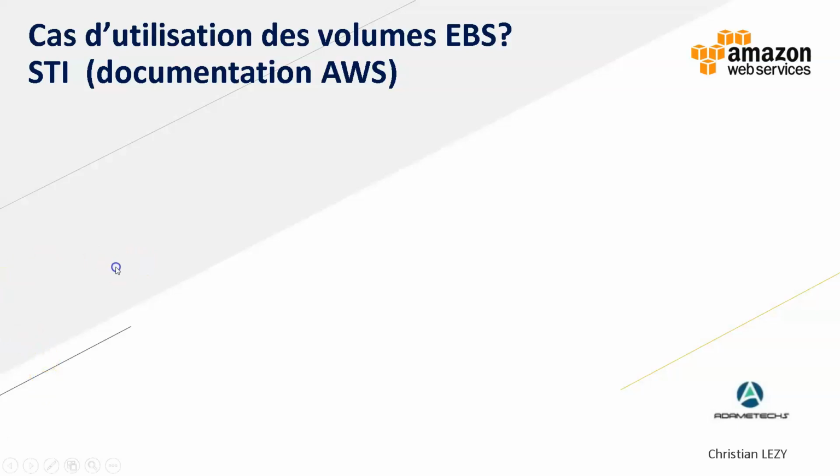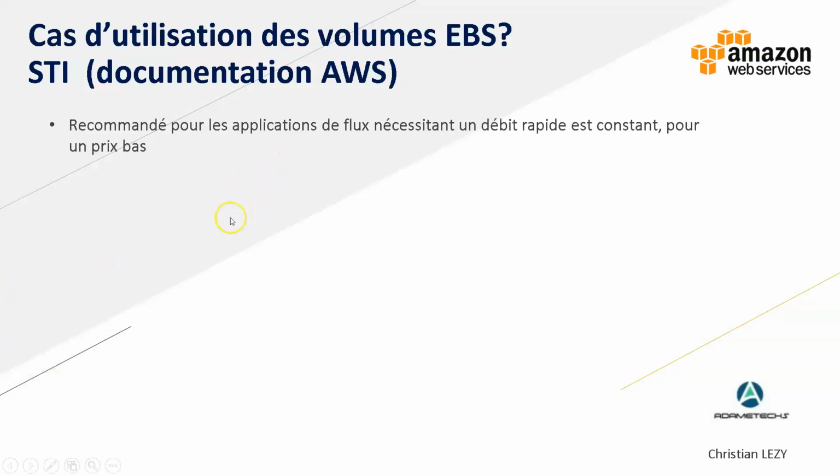Let's now look at our third type of EBS volume, which corresponds to an HDD type hard drive, so it's not SSD but rather recommended for streaming applications requiring a fast and constant throughput for a rather low price.